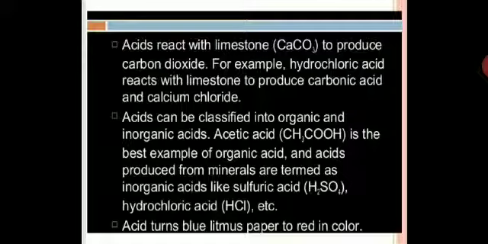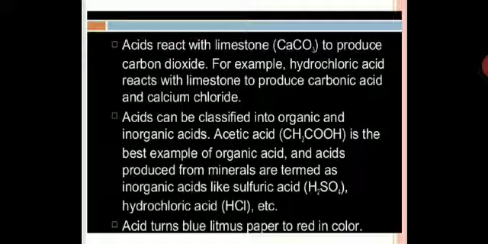So an example of organic acid is acetic acid, that is CH3COOH, the best example of organic acid. One more example which we obtain from animals, that is ant, is formic acid, that is HCOOH. And mineral acids, inorganic acids, are like sulfuric acid H2SO4 and hydrochloric acid HCl.